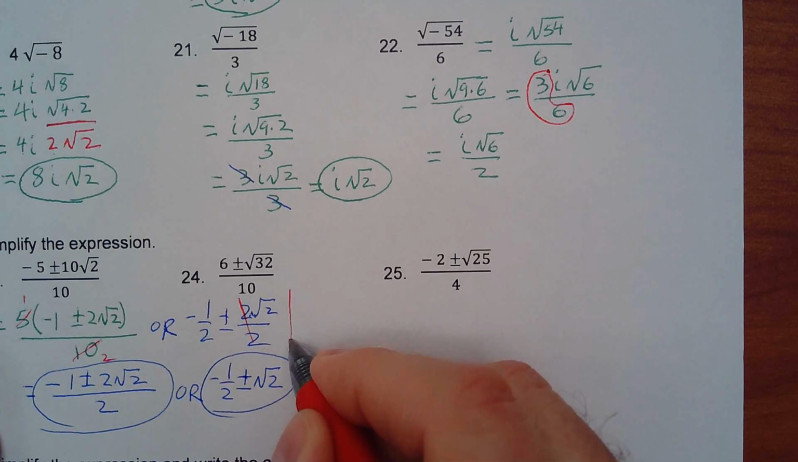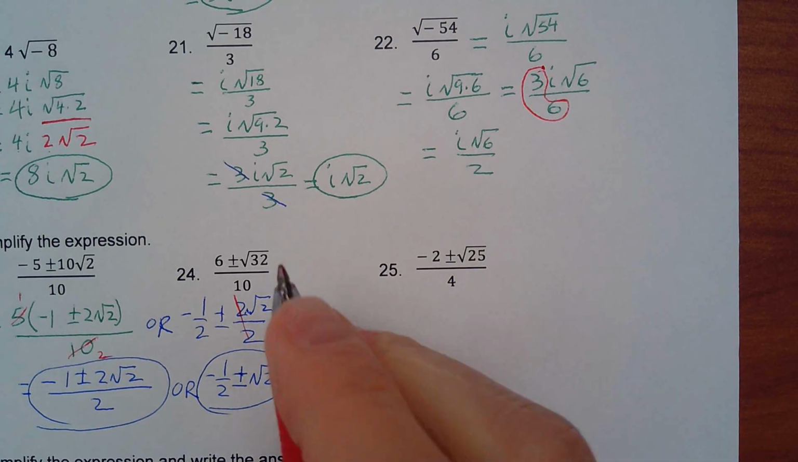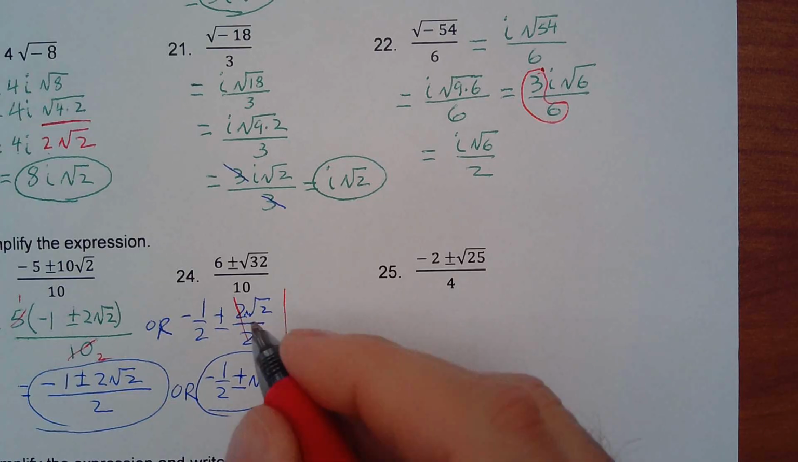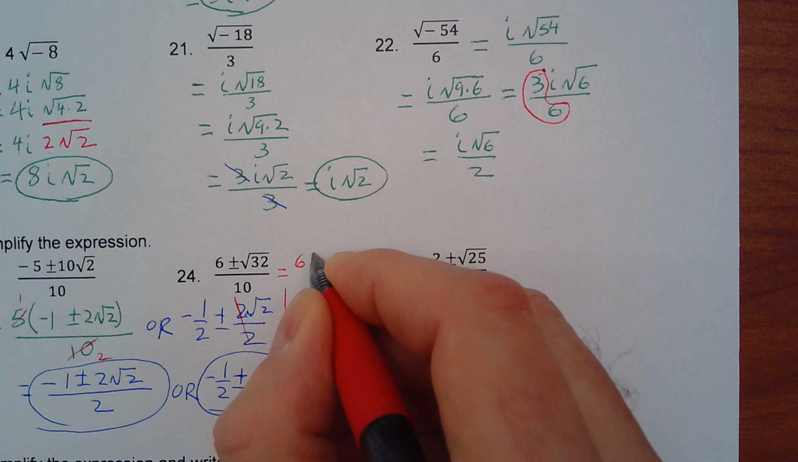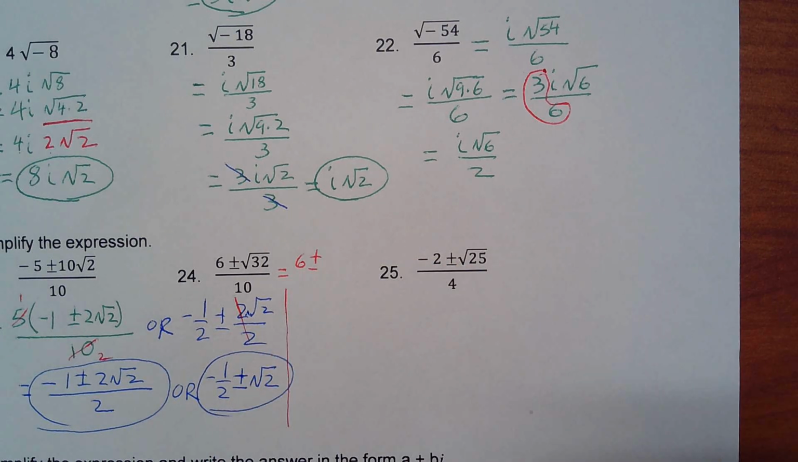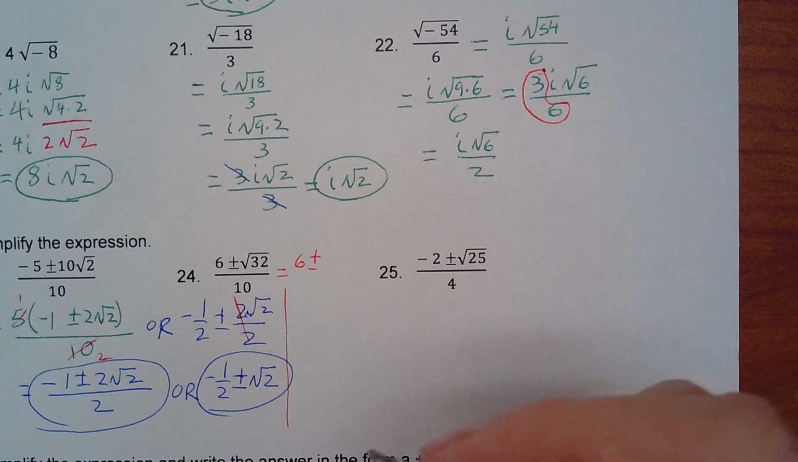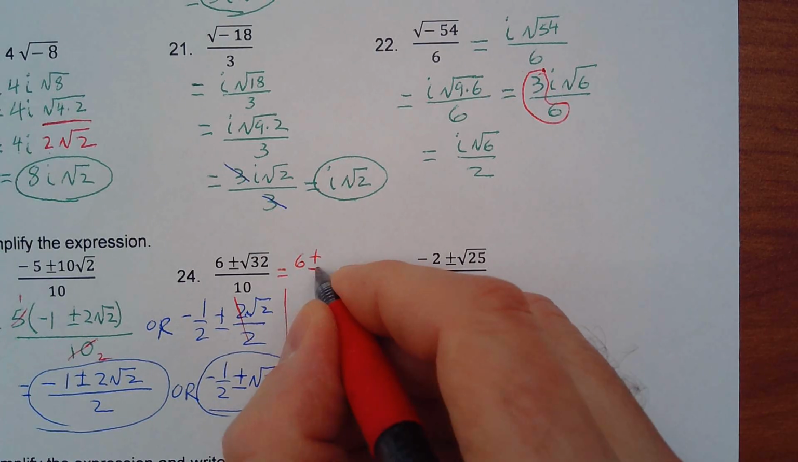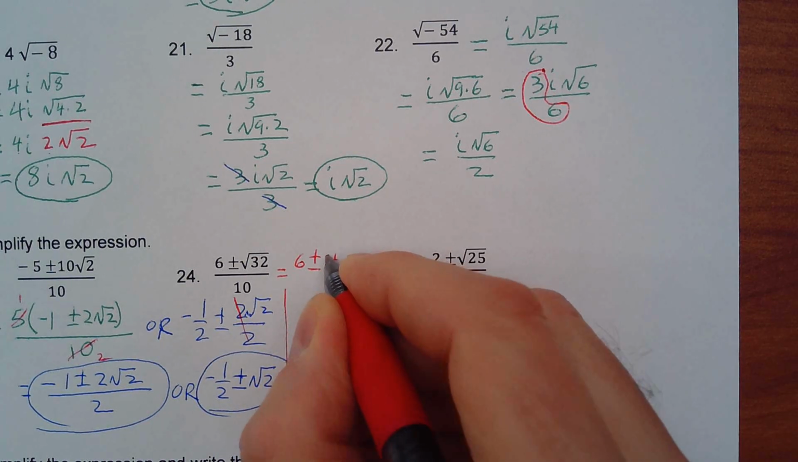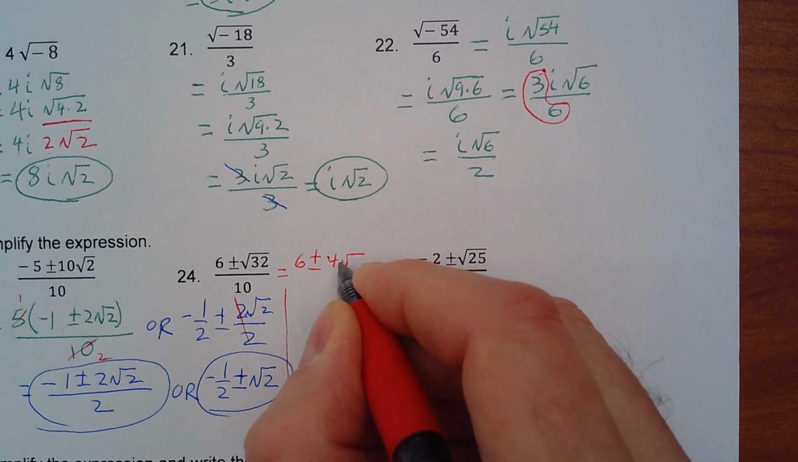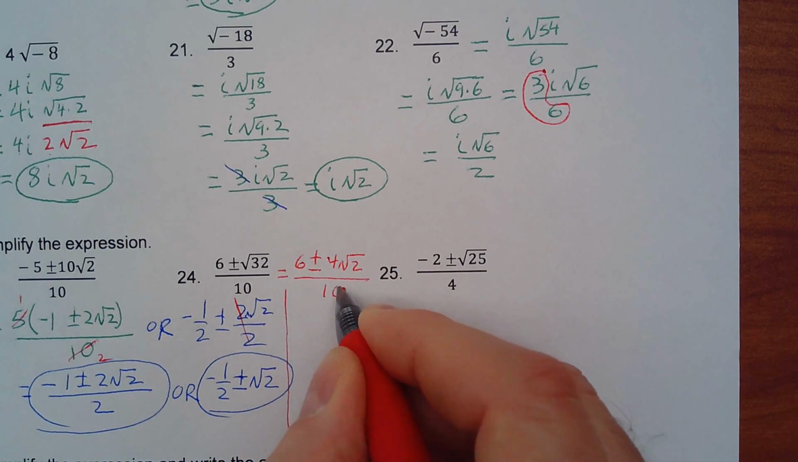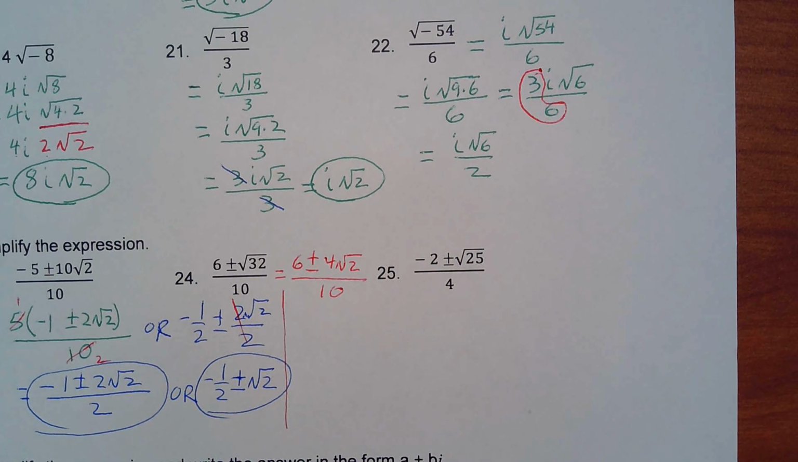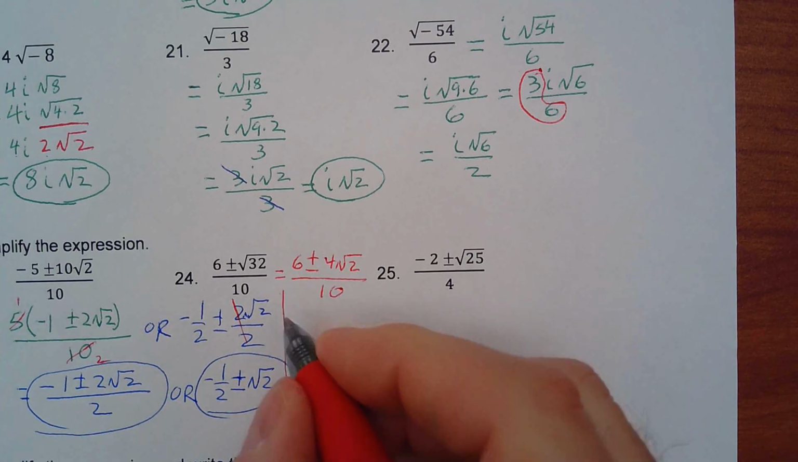So let me draw a line here. So let's try this next one. So I'm looking at 32. Square root of 32, well that's 16 times 2. Square root of 16 is 4. So it's all going to be over 10. In my numerator, I've got a greatest common factor of 2, so let's factor out the 2.